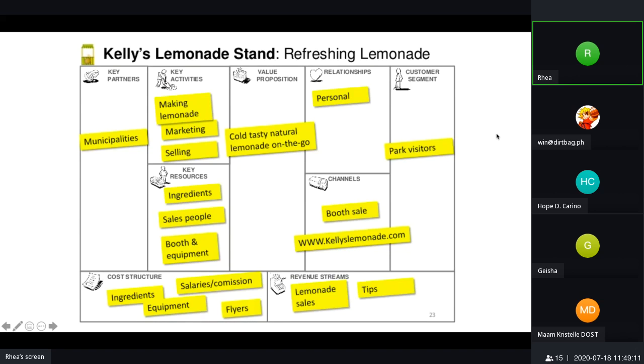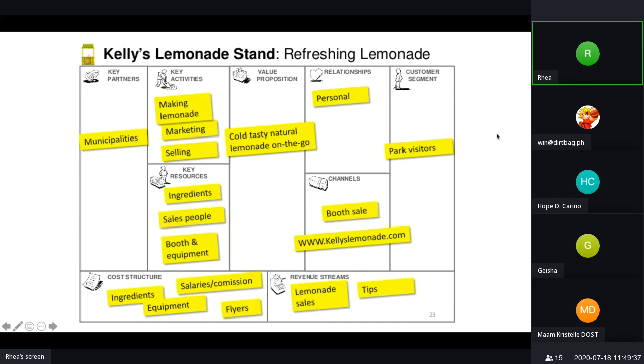Cost structure, like what would be the items in this business that will make money go out? Ingredients, of course, I need to buy ingredients. I need to pay for equipment. I need to pay salaries to my salespeople. And since I need marketing, as my key activity, I would need to shell out money to print out flyers, to print out the tarps, for example, to build up those banners, for example.